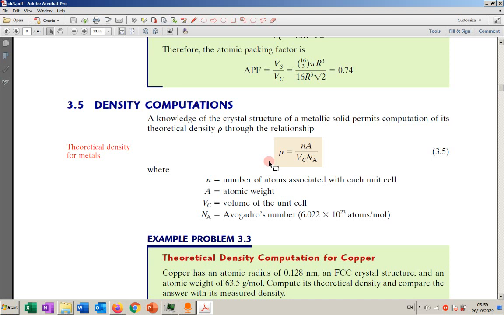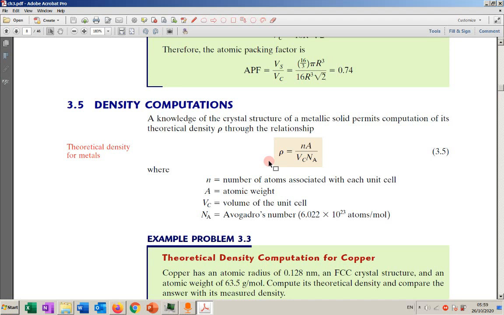Hello everyone, welcome back. In this video we'll be talking about density computation for metals. Now we explained the commonly occurring crystal structures in metals: simple cubic, body centered cubic. We said we're dealing with the cubic crystal system. Then we said face centered and hexagonal close packed.